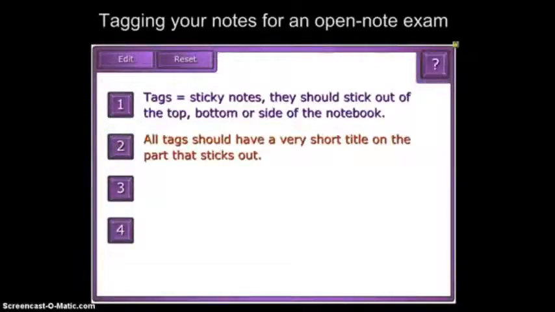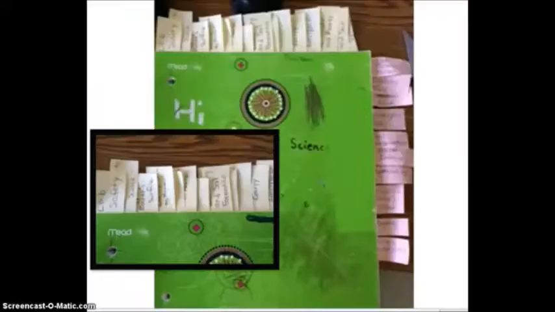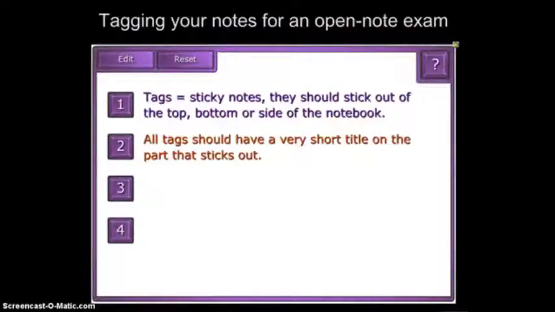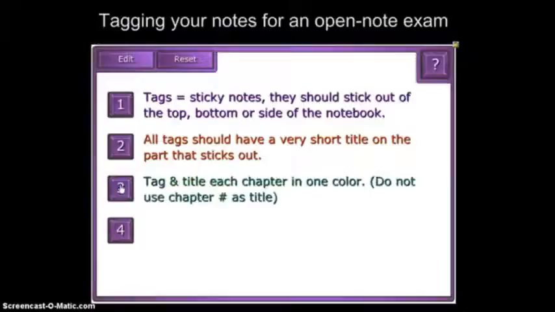All of the tags will have a very short title on the part that sticks out. You can see from this picture, especially here in the inset, these have been labeled with a very short label on the part that sticks out. Those are tagged and titled by chapter, and they're all in the same color so that you can remember that those tags are by chapter.